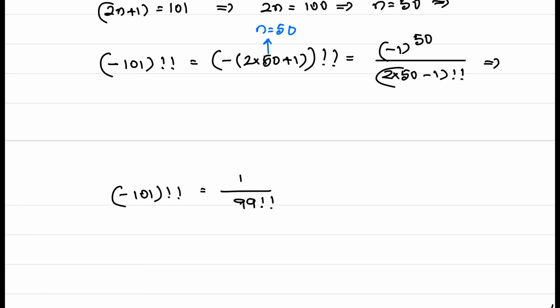If you want to convert a double factorial to a regular factorial, there is a formula: (2k minus 1) double factorial, or we can even say (2n minus 1) double factorial, is equal to (2k) factorial divided by 2 to the power of k into k factorial.